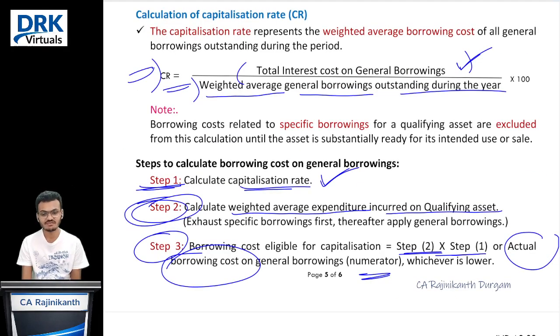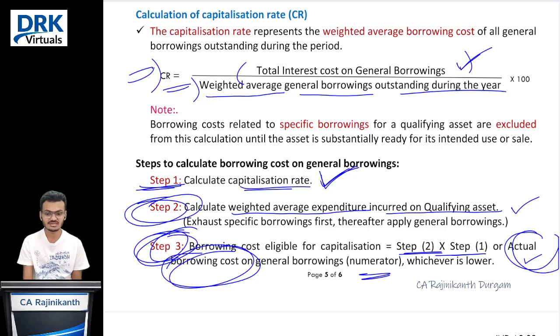Again, I am repeating. In the first step, calculate the capitalization rate. In the second step, calculate the weighted average expense. In the third step, you multiply step 2 and step 1. That is going to be your interest cost on general borrowings that is eligible for capitalization. Before concluding, you should compare this step 3 number with the actual borrowing cost, and the lower one should be the amount that can be capitalized.